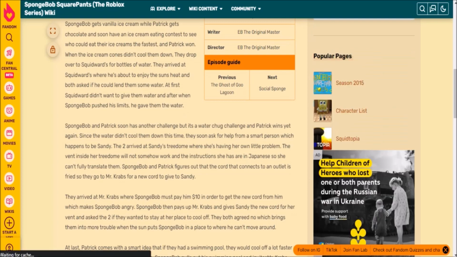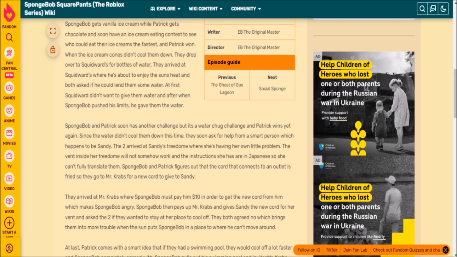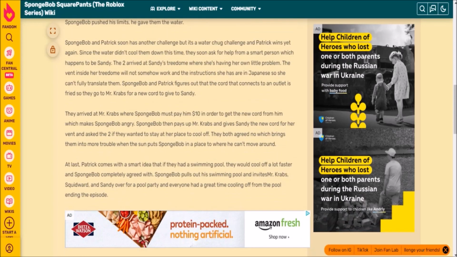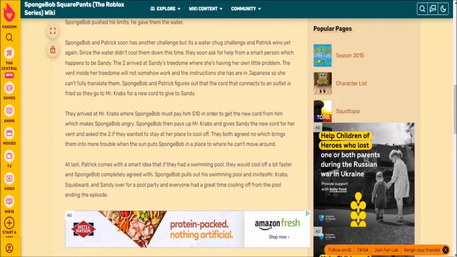The two arrived at Sandy's tree dome, where she's having her own little problem. The vent inside her tree dome will not work, and the instructions she has are in Japanese, so they can't fully translate them. SpongeBob and Patrick figure that the cord connected to the outlet is fried, so they go to Mr. Krabs for a new cord to give to Sandy.